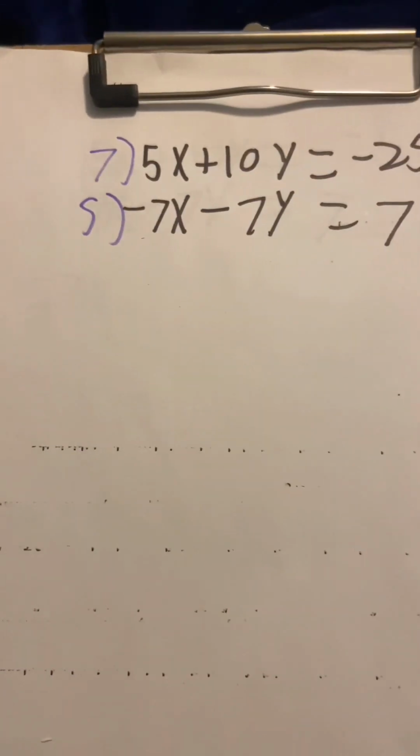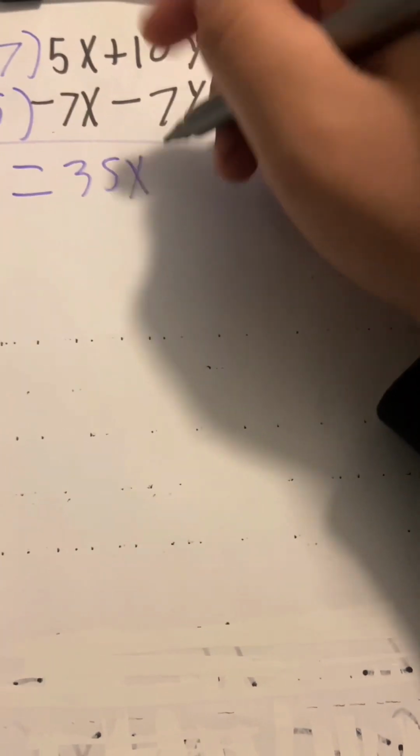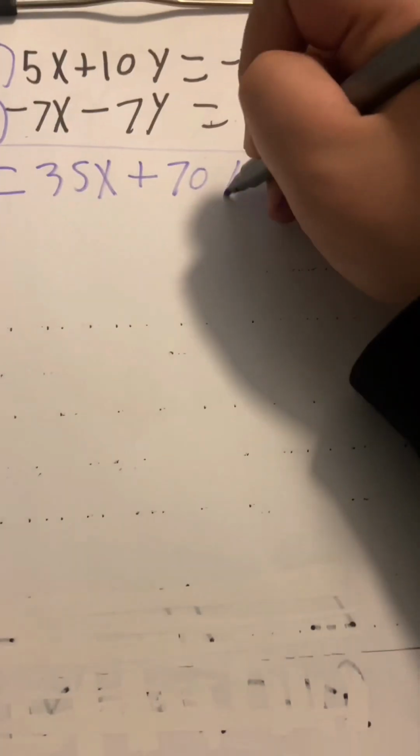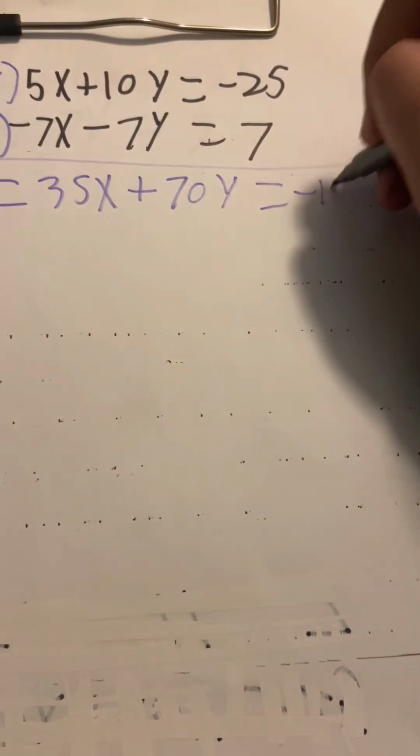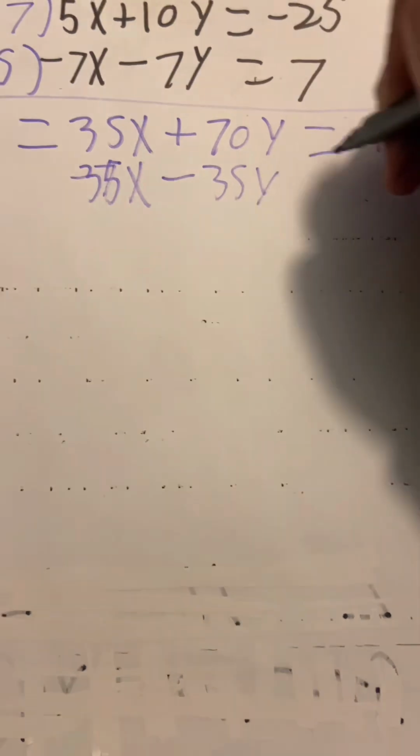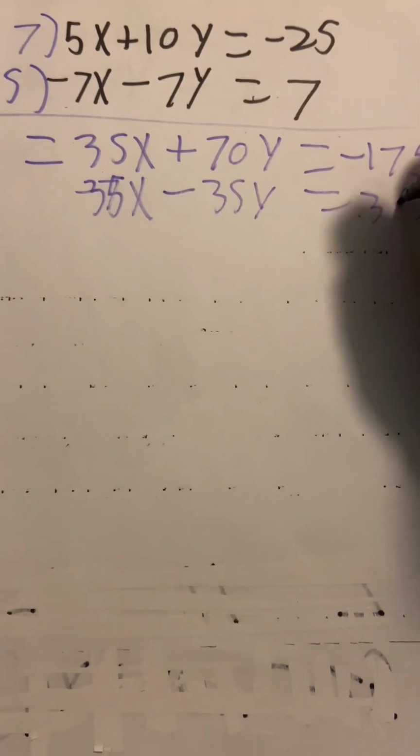To do that, I'm going to times the top equation by 7 and multiply the bottom by 5. So now my new equations are going to be 35x plus 70y equals negative 175. That's the top equation. So now the bottom equation is negative 35x minus 35y equals 35. So now that I have my new equations, I'm gonna solve. To solve, I'm gonna cross out the 35x because they both cancel each other out. Because one is negative, the other one is positive.